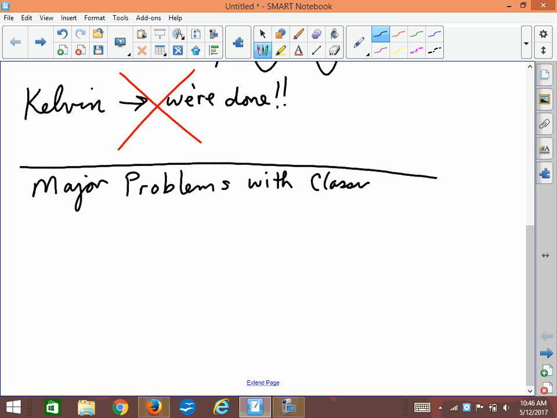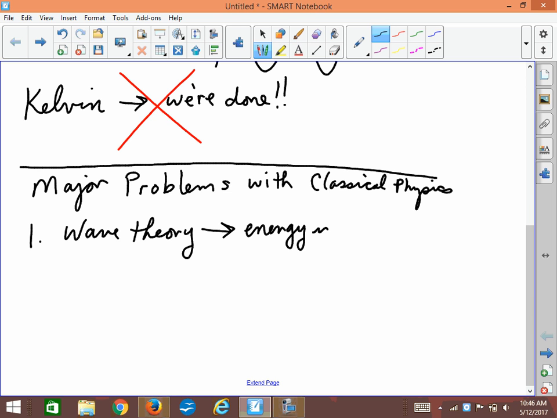So, the first problem was that according to classical wave theory and the way waves work, if we use all of our math, it tells us that energy can be of any value. In math, we say energy is continuous, like a mathematical function that can be anything, can be any value.